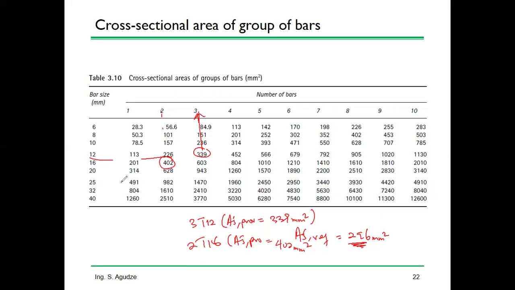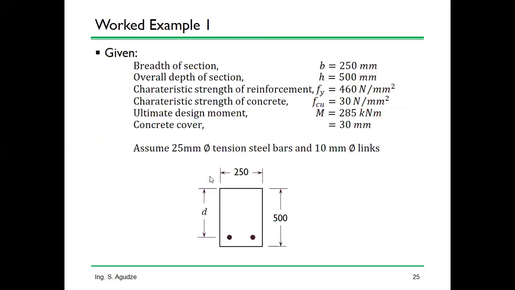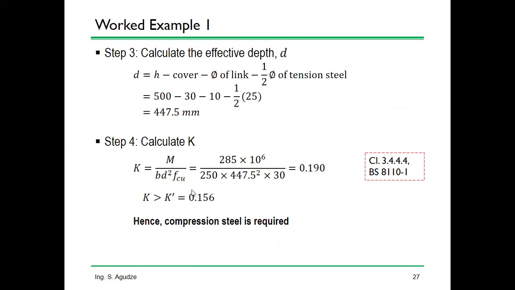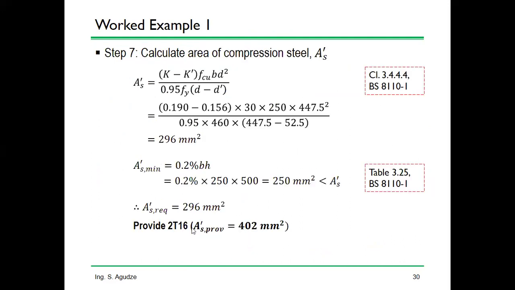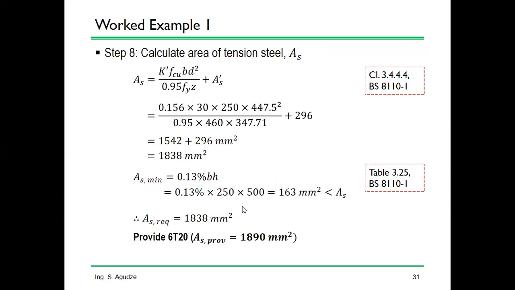Okay, good. So I'm going back to where we were. This is where we were. We had provided 2T16. AS provided is 402 mm squared. Good. So after this, step 8, you calculate the area of the tension steel.